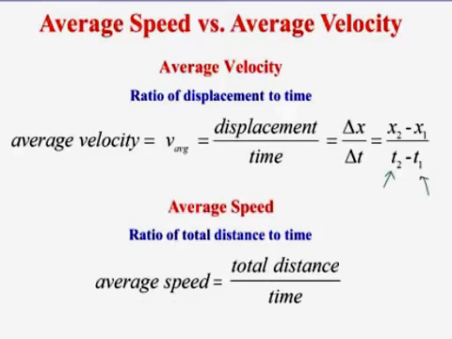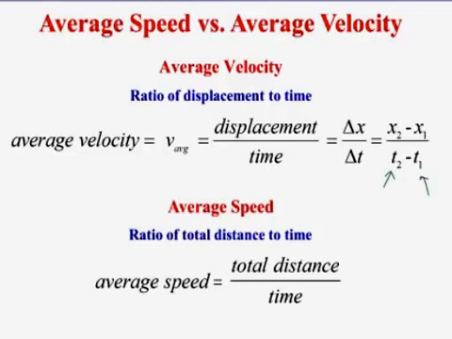Average velocity is something that can be positive or negative when we're looking at one dimension. But in one dimension, positive average velocity means that it's moving in the positive x direction. It means that the final position is bigger than the earlier position. If the average velocity is negative, it means that the object moved in the negative x direction. It means that the final position is smaller.